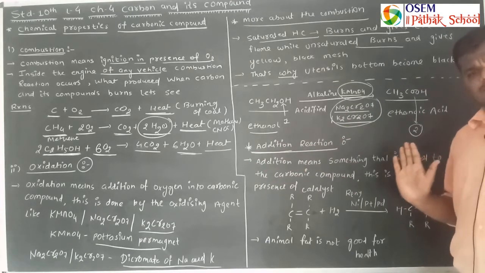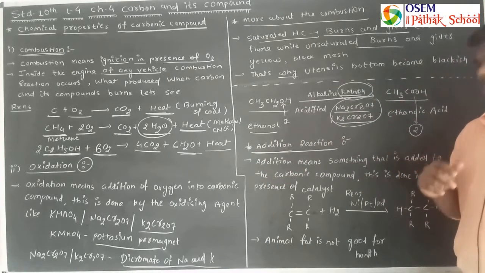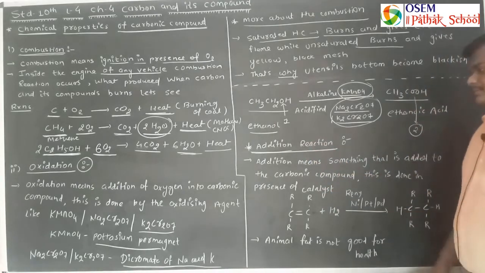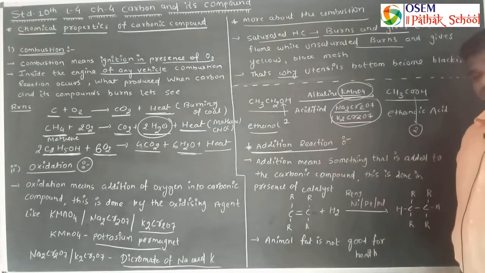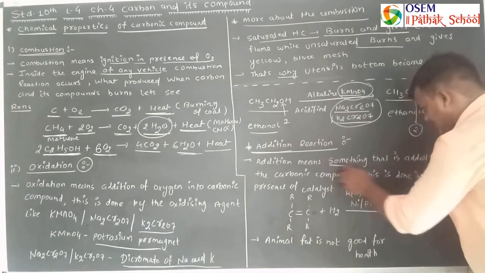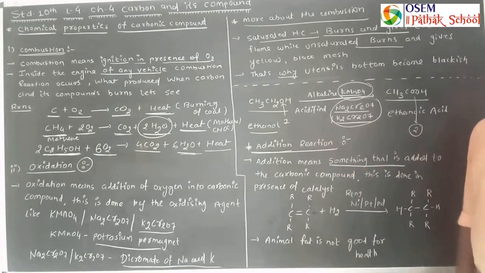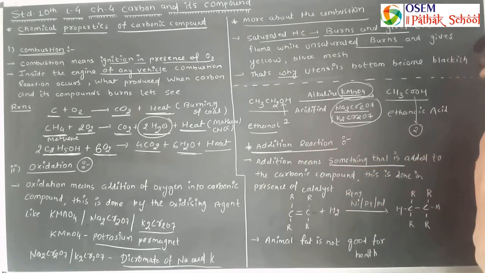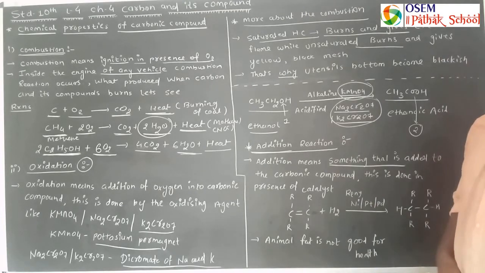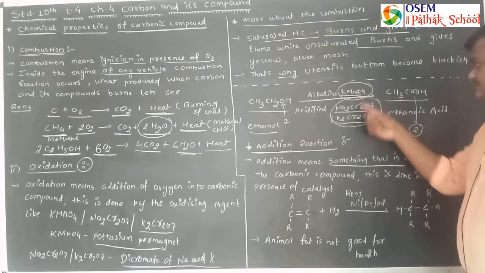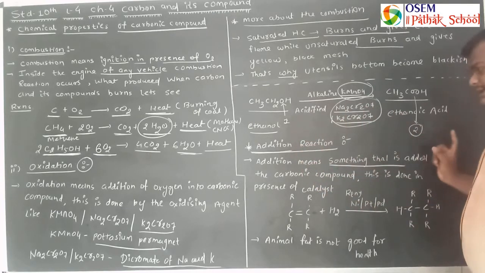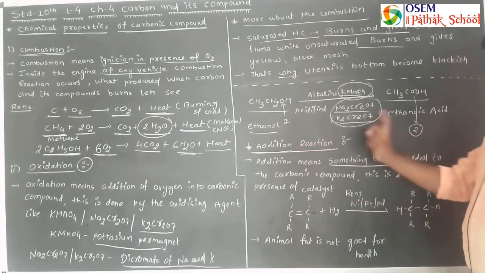Now we can add any compound to the carbonic compound. We will study this in this particular chemical property, and it is addition reaction. Addition means something that is added to the carbonic compound. This is known as an addition reaction, and it is done in the presence of a catalyst. These are also catalysts. So in the presence of a catalyst, the addition reaction is carried out.